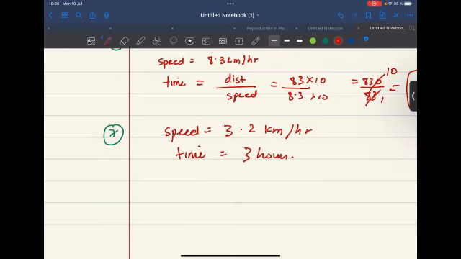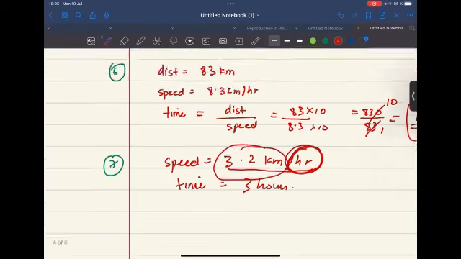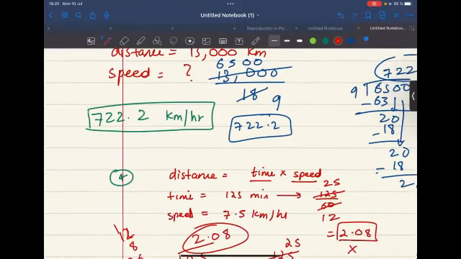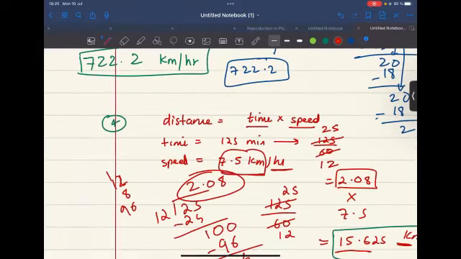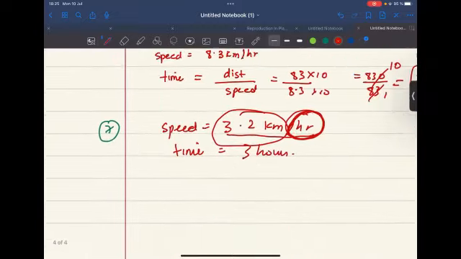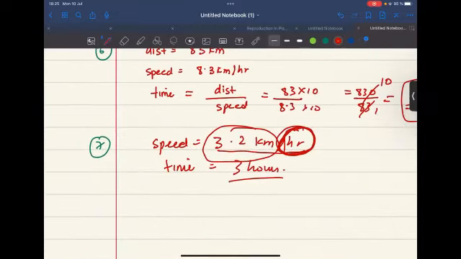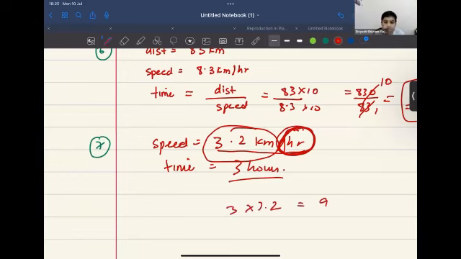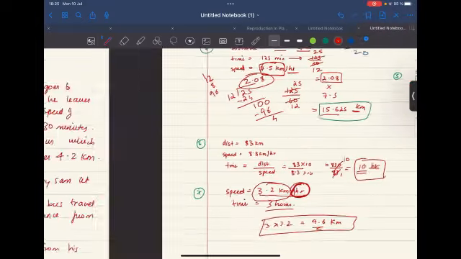Look carefully. 3.2 kilometers per hour means in 1 hour, Yukta is covering 3.2 kilometers. Same thing applies everywhere. 7.5 kilometers per hour means in 1 hour, he's covering 7.5 kilometers. So here in 1 hour 3.2, so in 3 hours, how much? 9.6. 9.6 will be the answer. What will the unit be? 9.6 kilometers, because you're finding the distance. Clear?